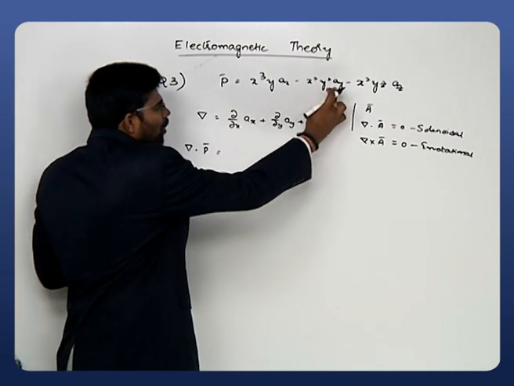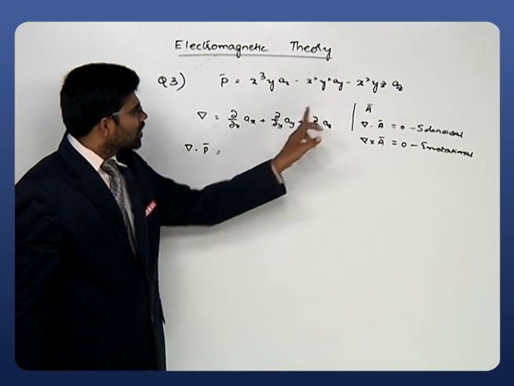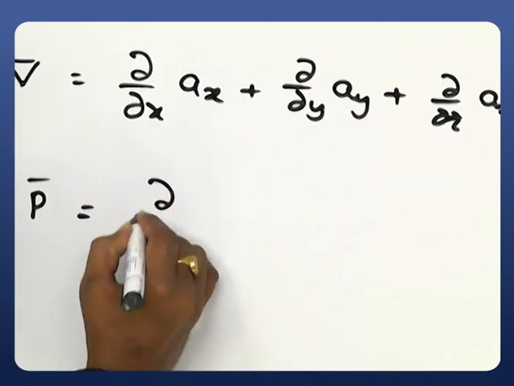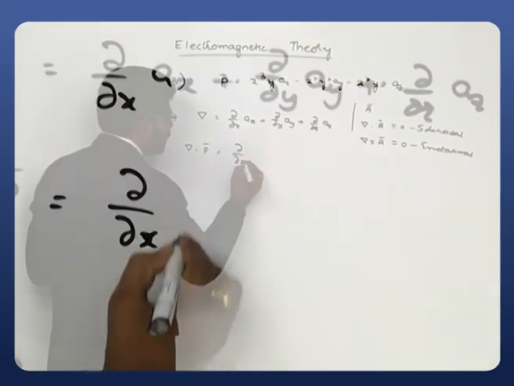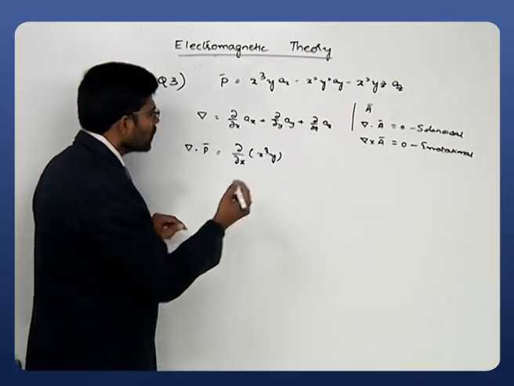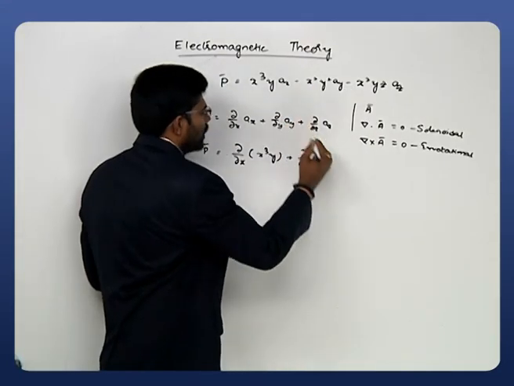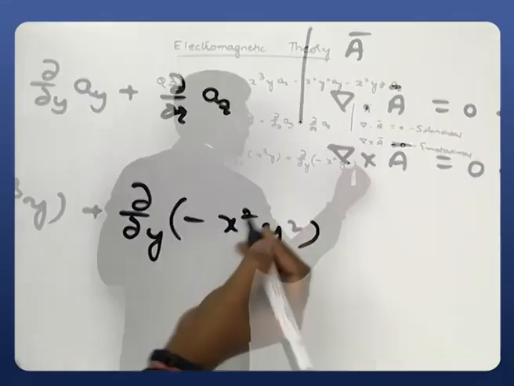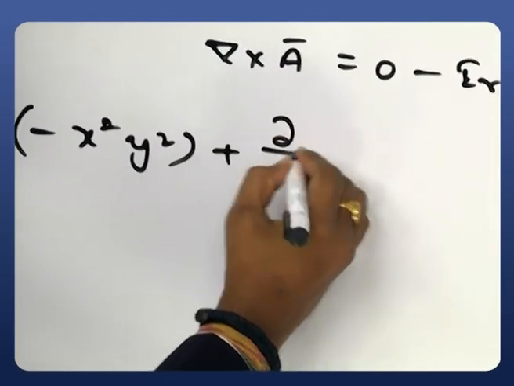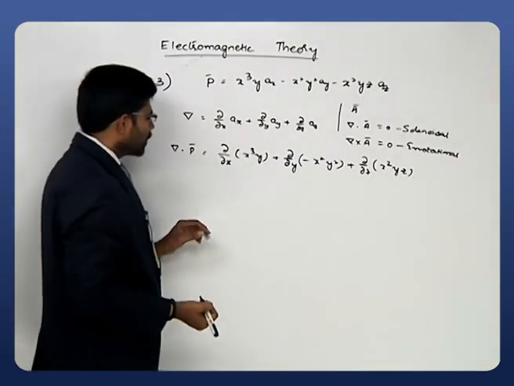So ax dot ay, ax dot az, those will always be 0. Ay dot ax, ay dot az, always they will be 0. So what we get is only ∂/∂x of Px. Px is the first term that we have, x cube y, plus ∂/∂y of the corresponding term of y, which is minus x square y square. And the third term corresponds to the az, that is ∂/∂z of x square yz. So directly write down the equation.